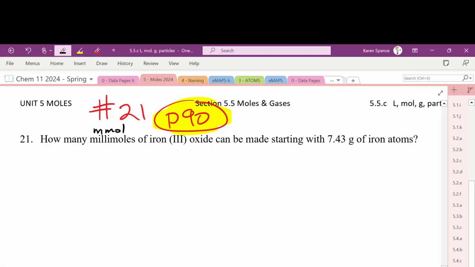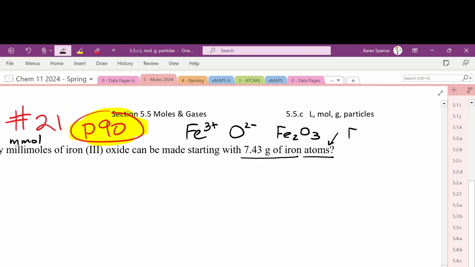Okay, so how many millimoles of iron 3 oxide? So we should be writing the formula for iron 3 oxide. That is Fe3+ combining with oxide, which is 2-, so we have Fe2O3. Can be made starting with 7.43 grams of iron atoms. So we are starting with Fe atoms.